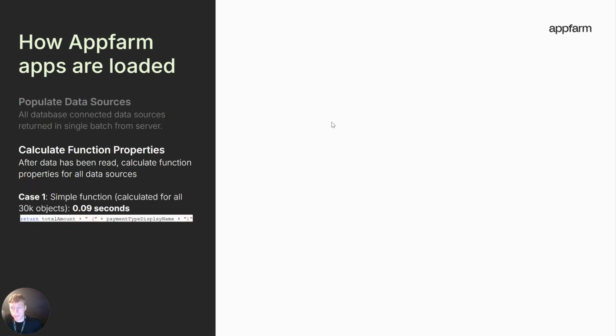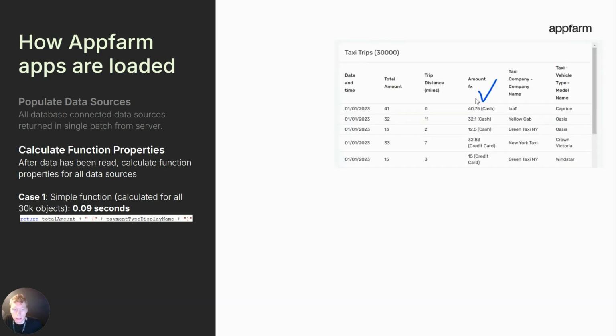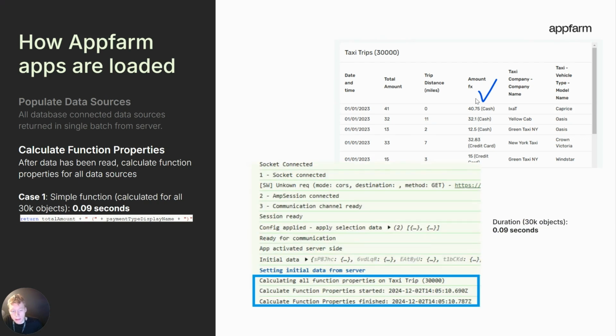And once all of your database connected data sources are populated, then it's time to calculate any function properties which may exist on all of these database connected data sources. So we'll go through a couple of examples. Case 1, as you can see below, it's a very simple function. We return the total amount and the payment type display name. For example, 32.1 cash. Both of these fields exist already on the taxi trip, so we're just putting them together. And this takes 0.09 seconds to run for all 30,000 objects in this data source.